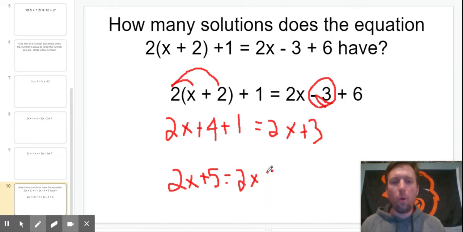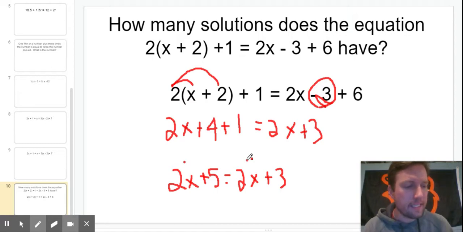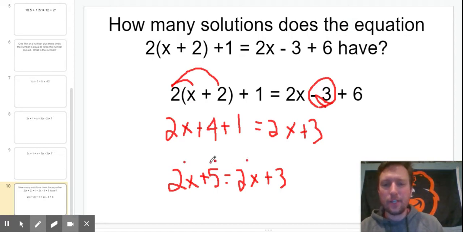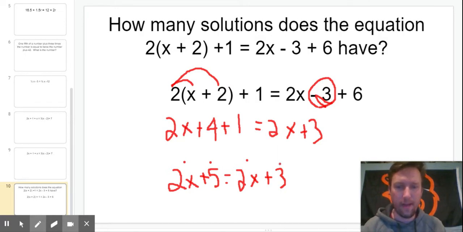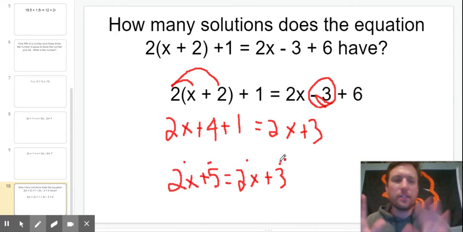Now, what I see here is that my variable terms are the same. But my constant terms, my 5 and my 3, are different. Since the variable terms on each side of the simplified equation are the same, but the constant terms are different, that means this equation has no solution. We cannot solve this. And why, you ask? Because these are the same, but my constant terms are different. That means they're not equal.